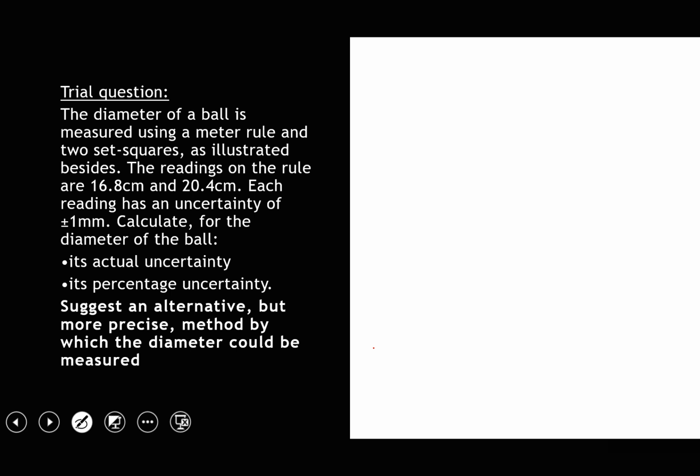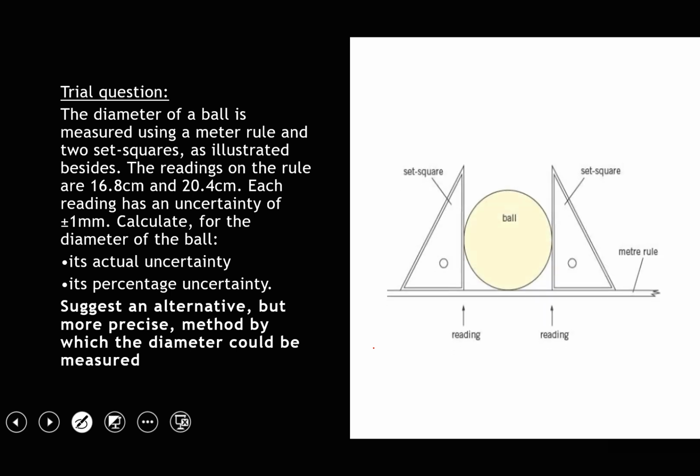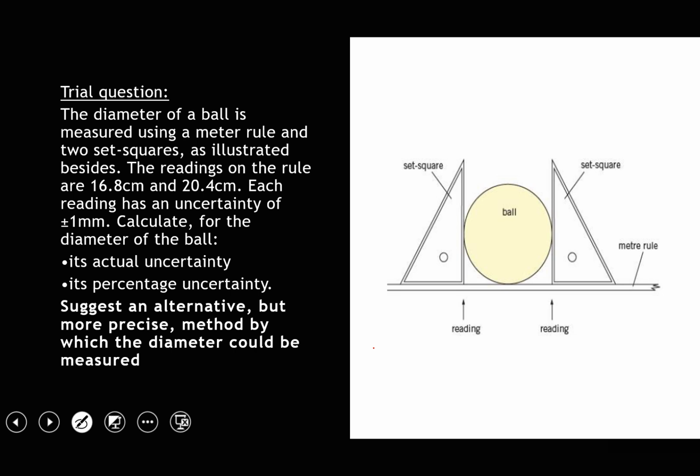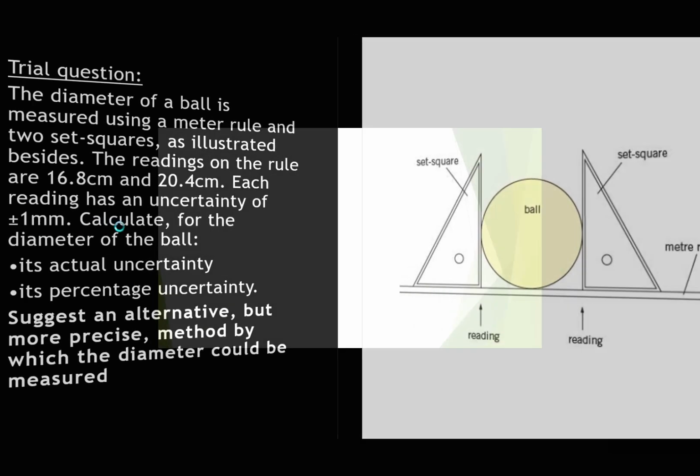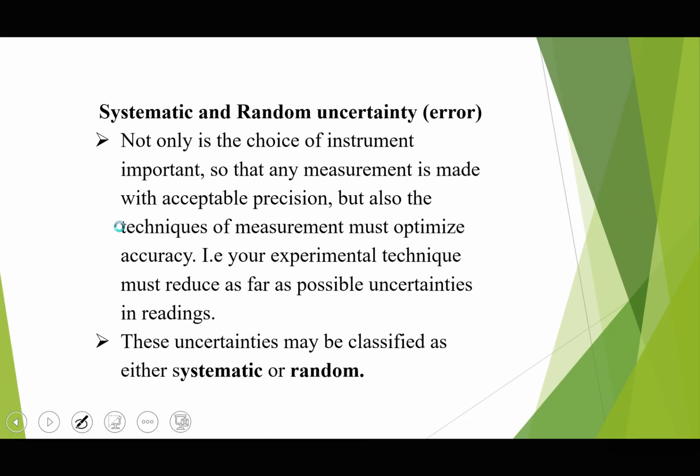The diameter of a ball is measured using a meter rule and two set squares, as you can see. Each reading has an uncertainty of plus or minus 1 millimeter. Calculate for the diameter of the ball the actual uncertainty, its percentage uncertainty, and then suggest an alternative but more precise method by which the diameter could be measured. Okay. Next, we shall be looking at systematic and random errors.